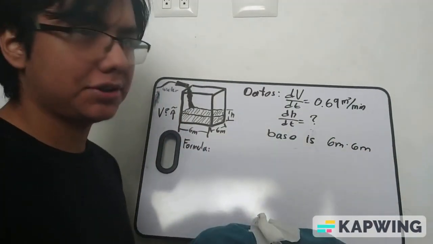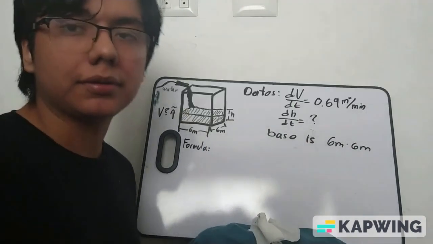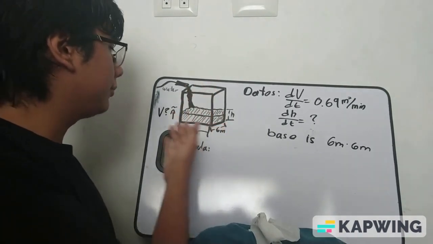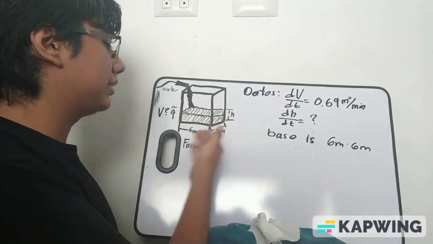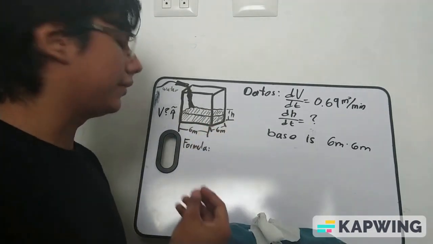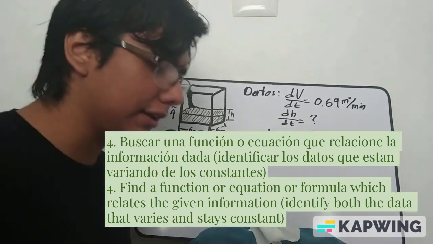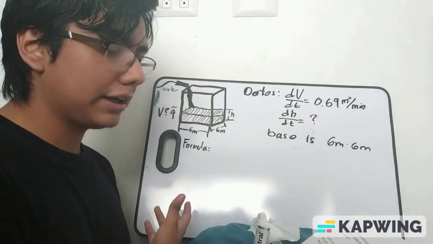Next step, the third step, we have to draw a representative illustration of the given data, only if possible. We have it here. We have the cubic container, the water filling up. We ask the velocity of the water's rising level, and here are the measurements of the length of the base of the cube. Next, we have to find a function or an equation or a formula which relates the given information, the data we have.